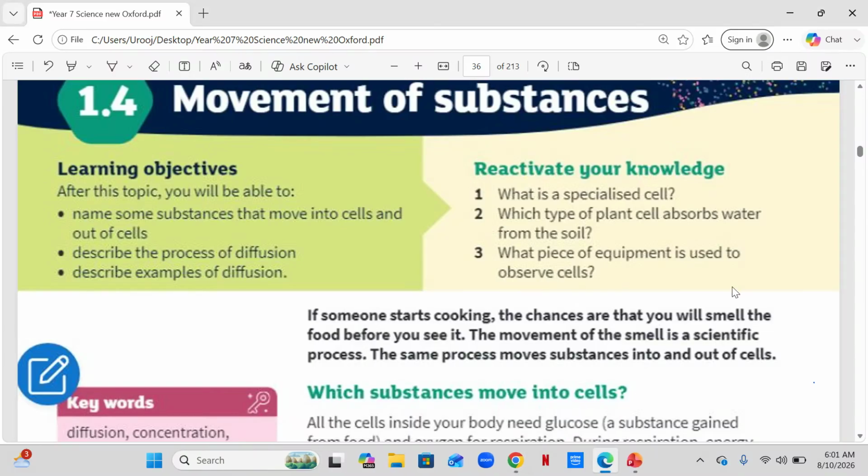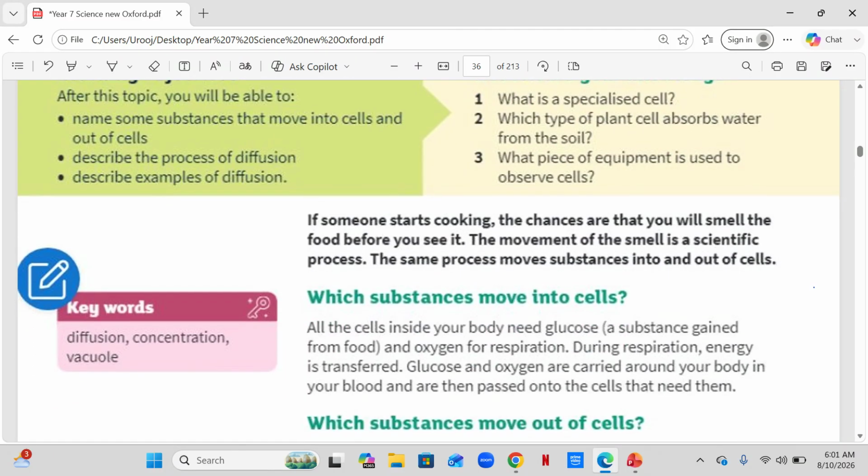Today we're going to talk about how substances move in and out of the cell. Think about a cell as a tiny living unit that is always busy. It needs some substances to come in and it needs to get rid of some substances that it doesn't require anymore. For example, the cell needs oxygen to release energy and it also needs nutrients such as glucose. At the same time, the cell produces waste products such as carbon dioxide, which needs to leave the cell.